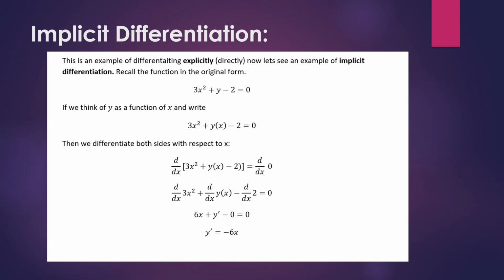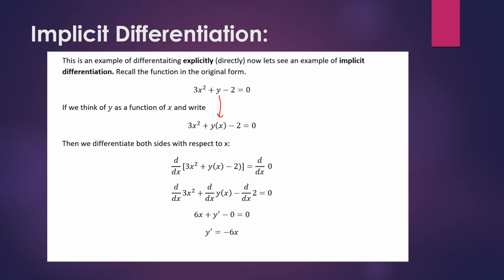So let's take a look at an example of implicit differentiation. Implicit differentiation is really talking about taking a derivative indirectly. So we're going to start with the same function, 3x squared plus y minus 2 equals 0. And rather than trying to solve for y, we're just going to think of y as a function. So we're going to write y of x. We just replace y with y of x, acknowledging that y is the dependent variable and x is the independent variable.